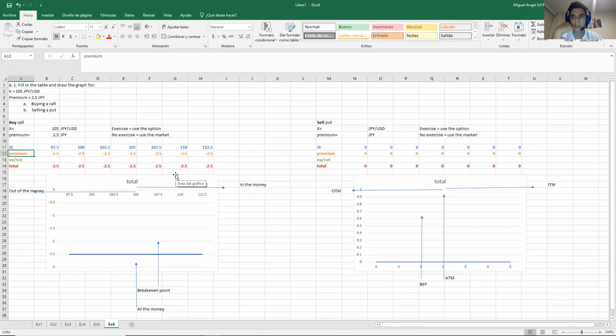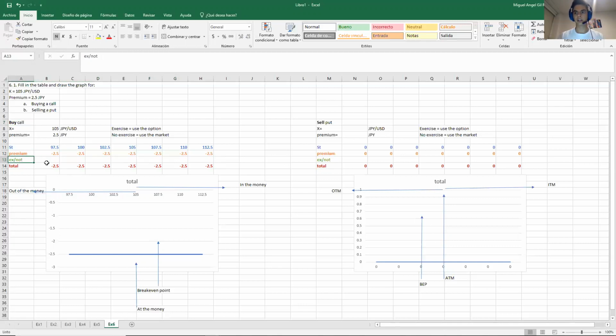Then the premium. And the premium in this case, because we are buying a call, remember I always talk about this, when you are buying something, you need to pay the price. So that's why the premium is negative, because you are paying for the premium. So in every scenario, the premium will be negative for buying a call. I hope that's clear.